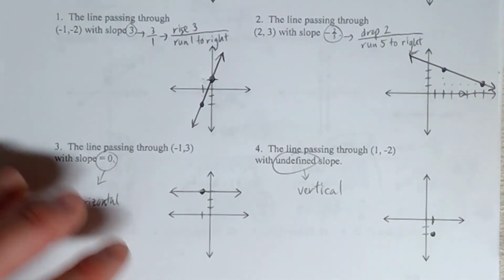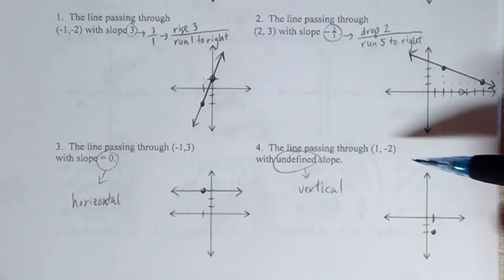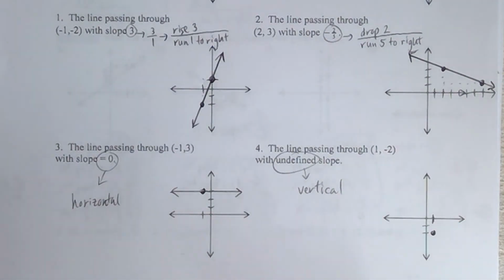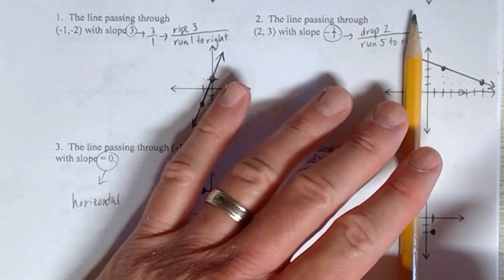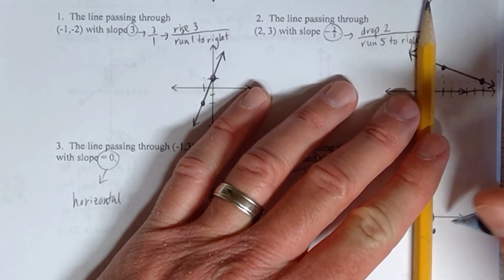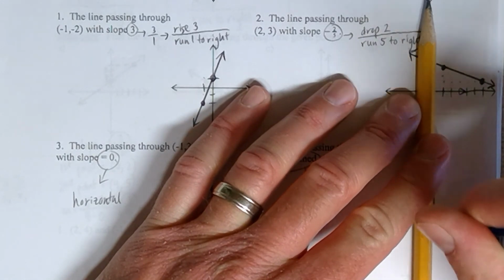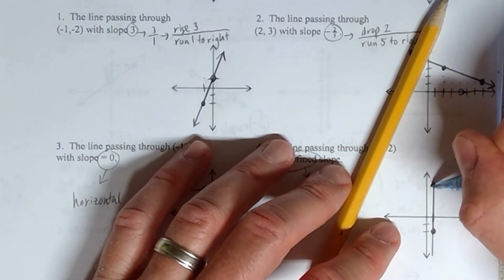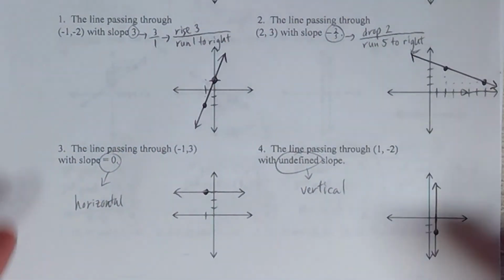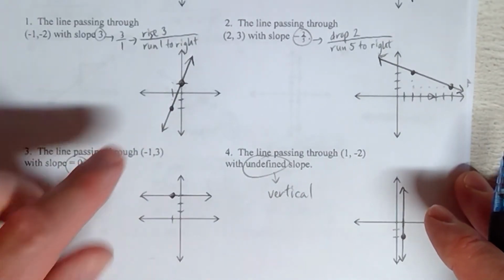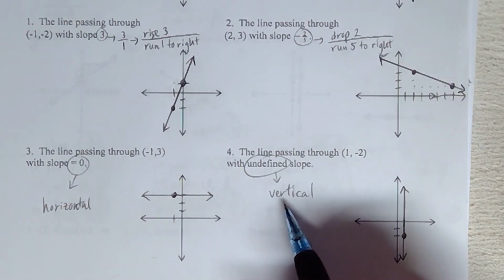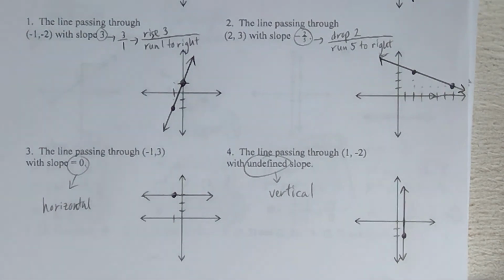Okay. Since this is vertical, once again, you start out with the point that they gave you. You draw a vertical line through that, just like we did on problem D up above. And that's it. Okay, so sometimes positive, sometimes negative, sometimes a zero slope, which is horizontal, sometimes an undefined slope, which is vertical.